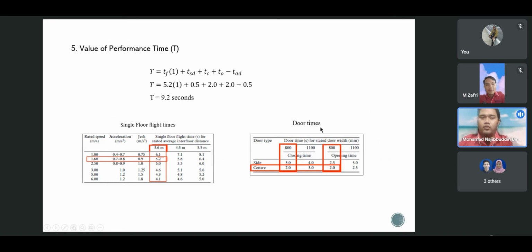The next one is door time. Door time in seconds for a side door with width in millimeters. The door measurement is 800. For closing time and opening time, we choose 2.0 seconds and 2.0 seconds for the opening and closing. Then we put the values in the formula, and we get all the values for T.